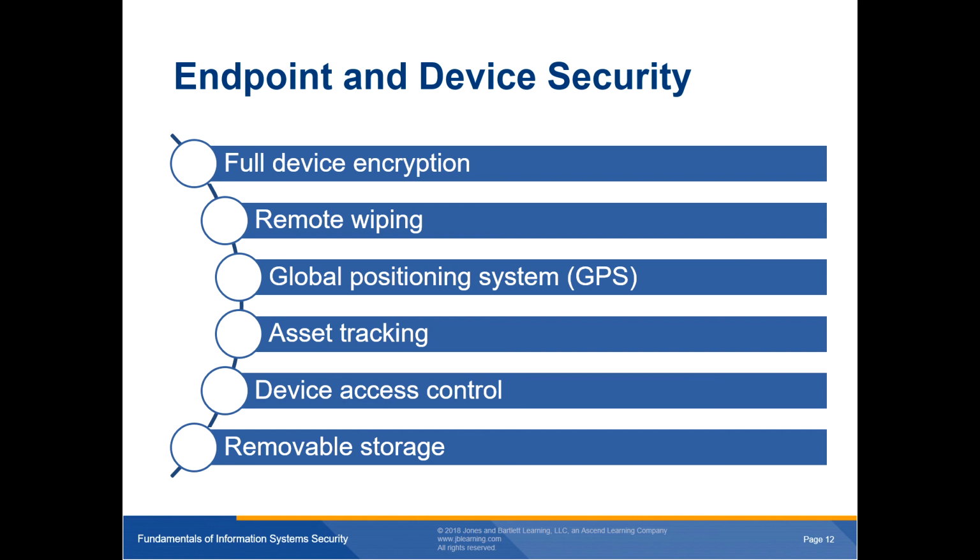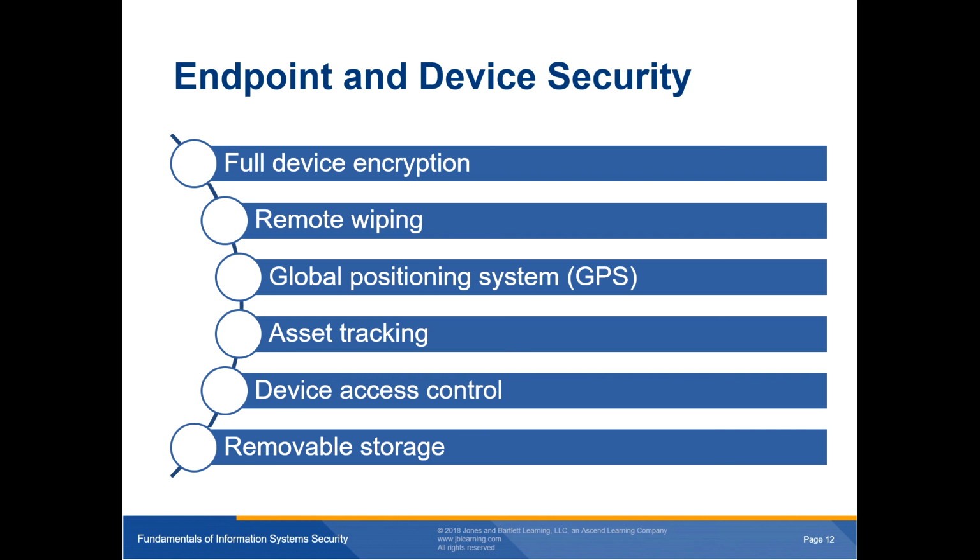Remote wiping. Install software that will enable organizations to enable the remote wiping of data or email in the event of the loss or theft of the device. Of course, GPS. You have to consider the fact that your company could be tracking you. Asset tracking. It's an asset now in the organization. Are they tracking what you do with it?